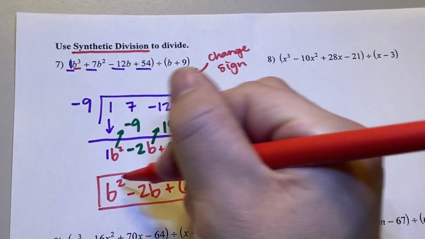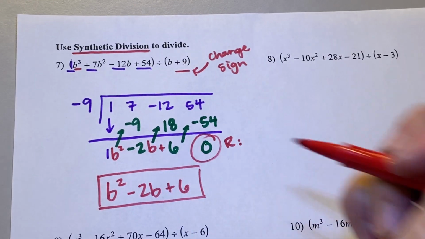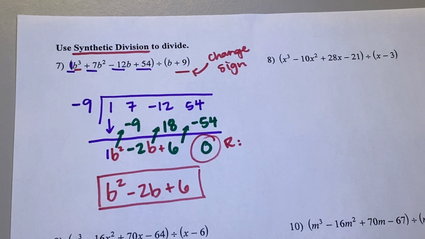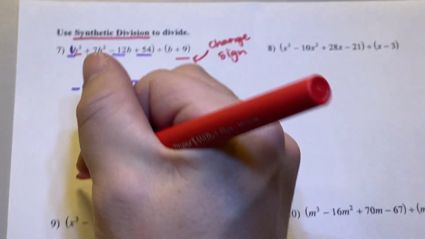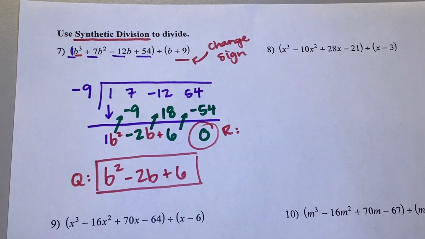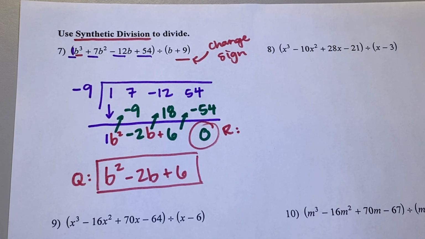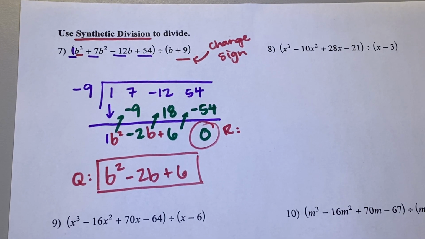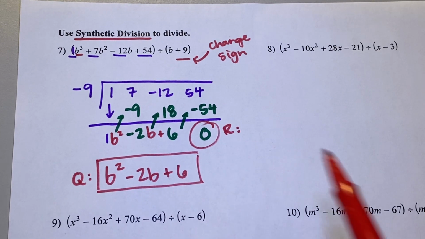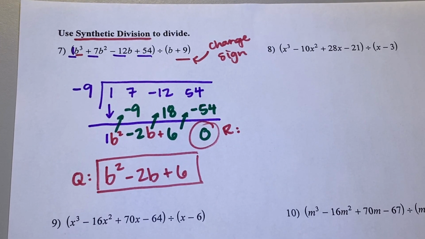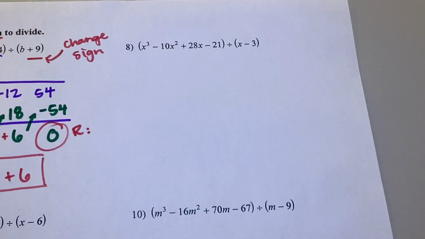So we start with our 2, then 1, then no b's. So the final answer is just b squared minus 2b plus 6. We call that the quotient. So on your review and on your test, when it says, what's the quotient? It's this one. What's the remainder? It's that one. It's 0. Ooh, that one worked out super nice. Let's try it again.